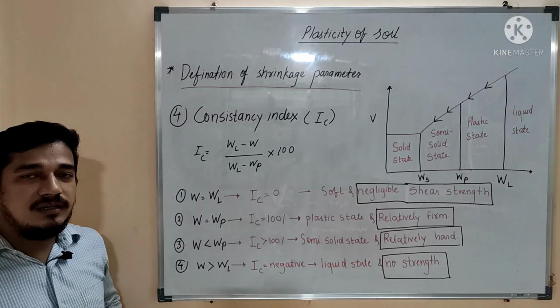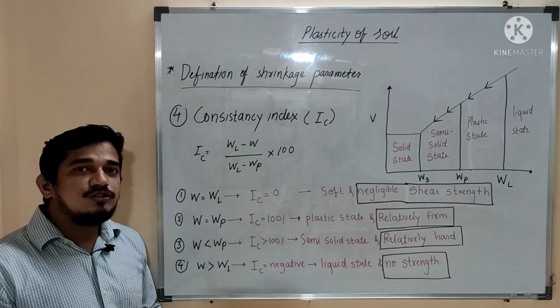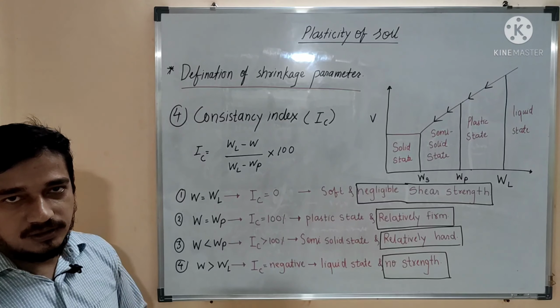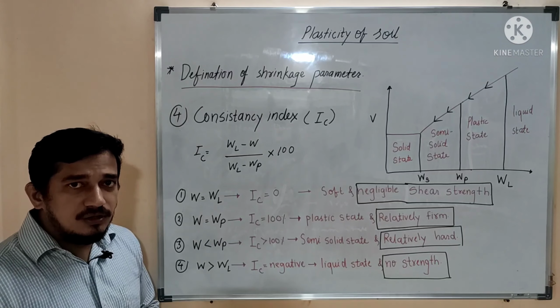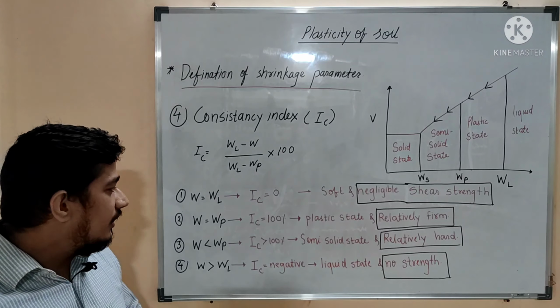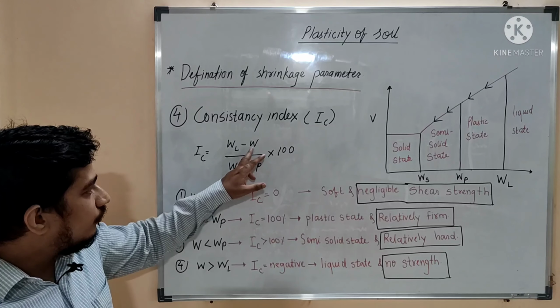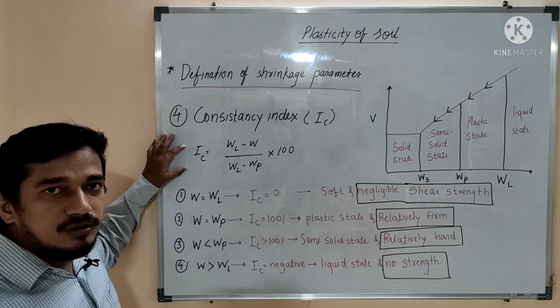Or consistency index, in another word, we can say that it indicates nearness of a natural water content of certain soil to its plastic limit. Just like that also we can define the consistency index. Suppose the consistency index is at 0%. It means that the natural water content is at liquid limit, so IC is 0.